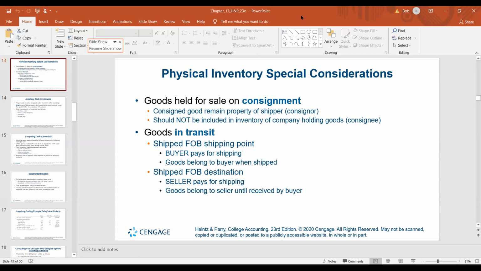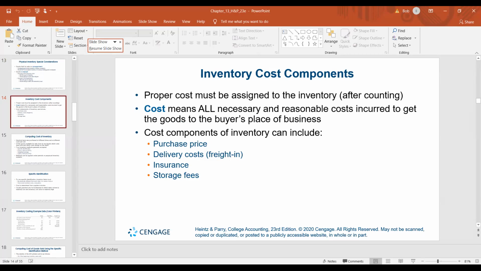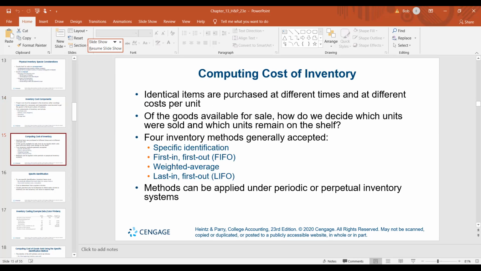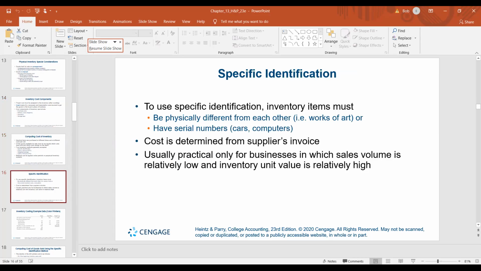Inventory cost components, huh? Proper cost must be assigned to the inventory, like we just said. And that includes delivery cost, insurance, storage fees. If you have to knock down a wall in the building to get it in, you could justify that being part of the cost. So here they're introducing us to the same methods. And these methods are good, either periodic or perpetual. We don't have to worry about that.